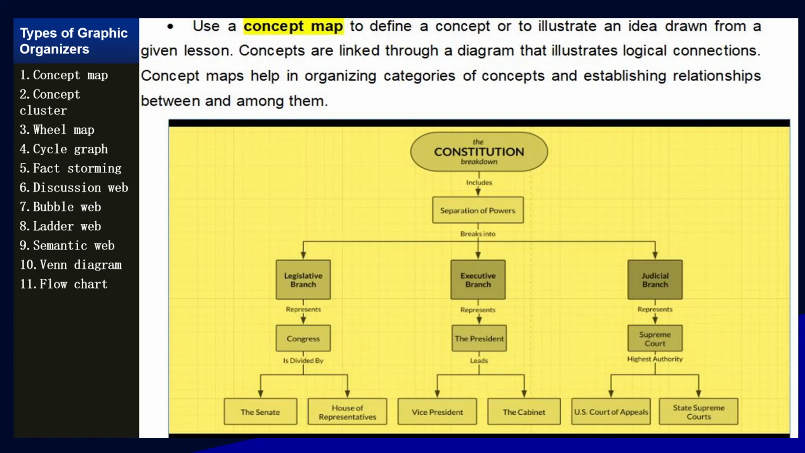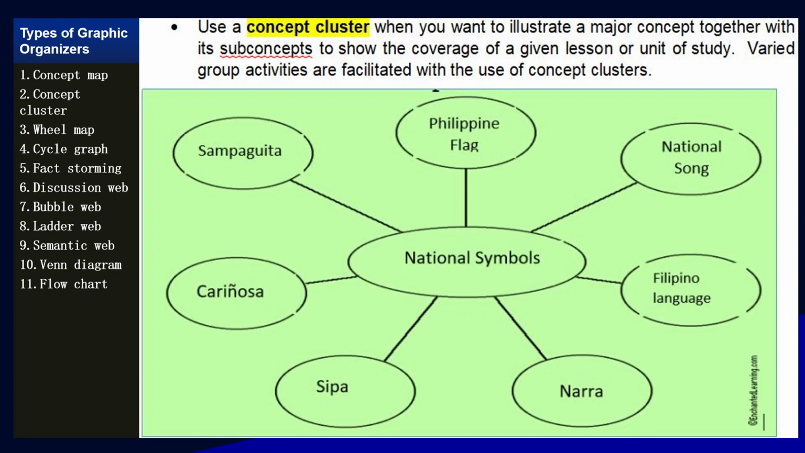Number two of the examples of graphic organizers is a concept cluster, used when you want to illustrate a major concept together with its sub-concepts. For example, here the teacher has a lesson about national symbols. Instead of talking about what the national symbols or its sub-concepts are, the teacher would just show a graphic organizer that conveys the ideas and concepts easily. Like here, the national symbols. It just draws a circle: Filipino language, national song, Philippine flag. So it's very easy to understand.